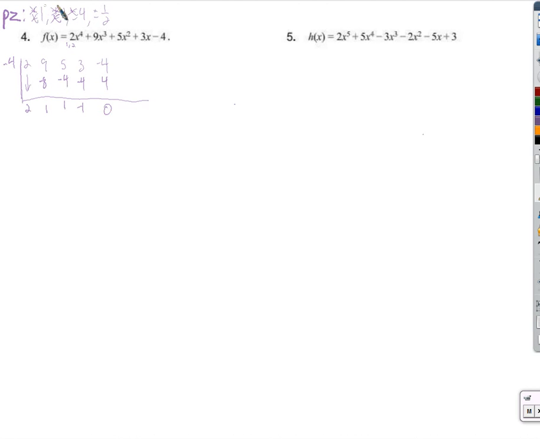By our deductive reasoning, we said that these positive numbers aren't going to work. And then we actually did the work and found these negative numbers didn't work. We found negative 4 did work. So that means that x plus 4 is a factor, and we have to factor it out.